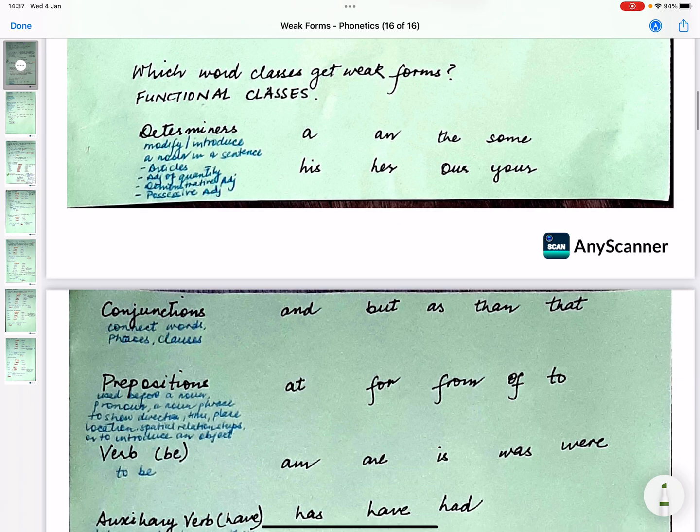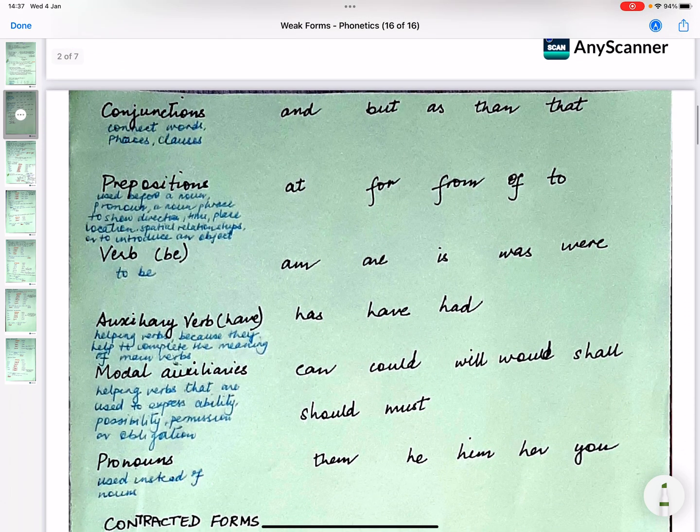Let's have a look at these functional classes, like determiners. They are words used to modify or introduce a noun in a sentence, and these include articles, adjectives of quantity, demonstrative adjectives, possessive adjectives. Examples: a, an, the, some, his, her, are, your. Conjunctions are words that connect words, phrases, and clauses like and, but, as, than, and that.